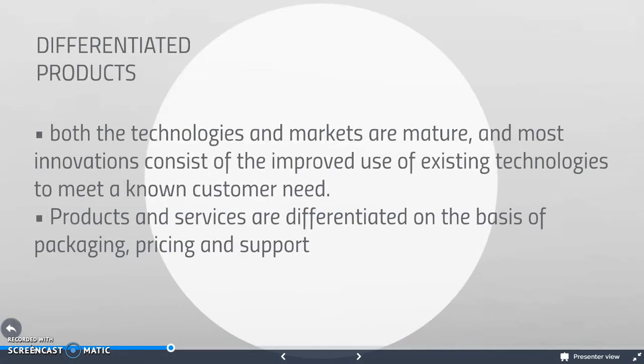And next, differentiated product. Both the technologies and market are matured, and most innovation consists of the improved use of existing technologies to meet a non-customer need. And product and service are differentiated on the basis of packaging, pricing, and support.